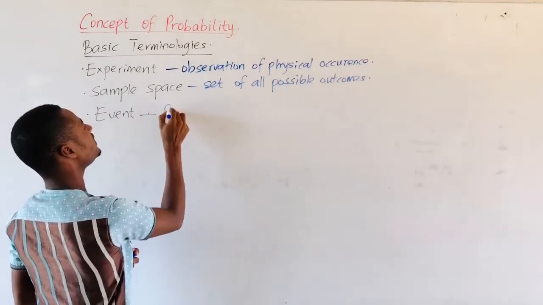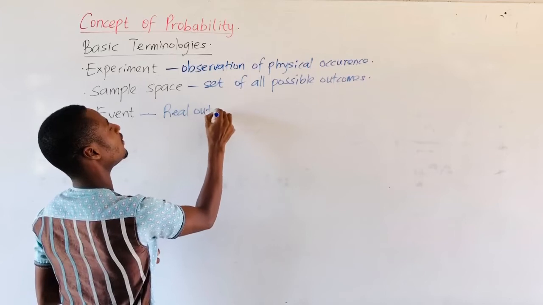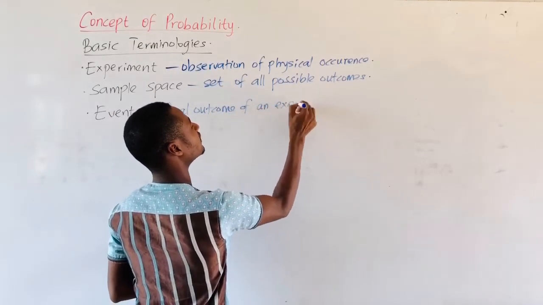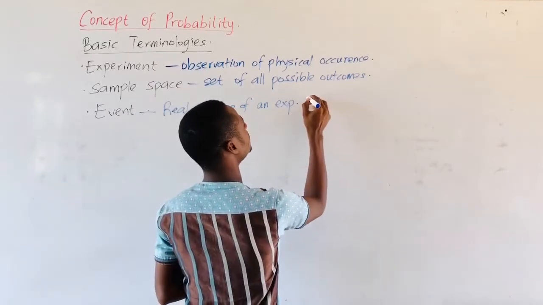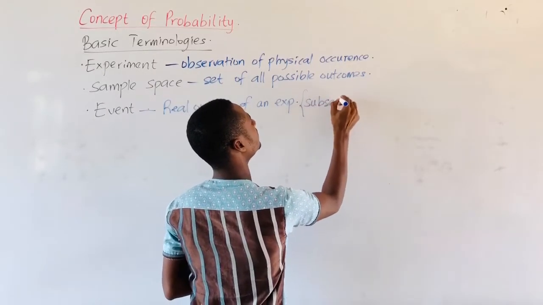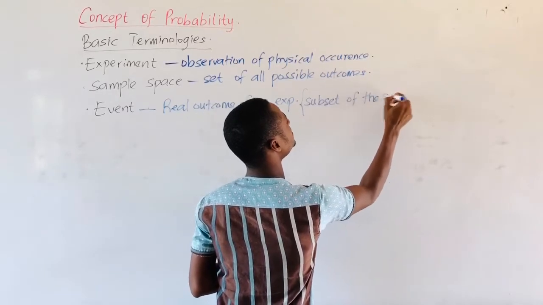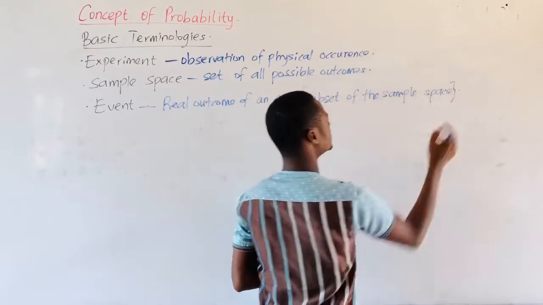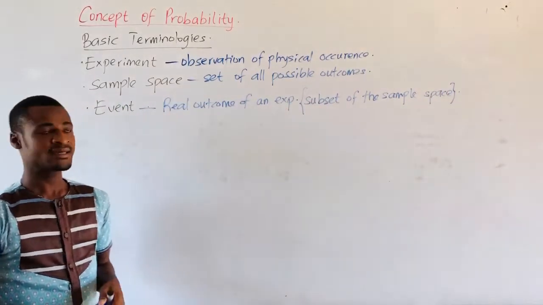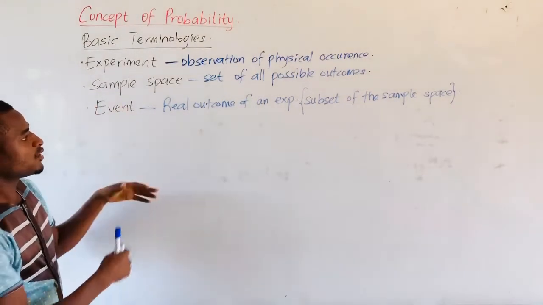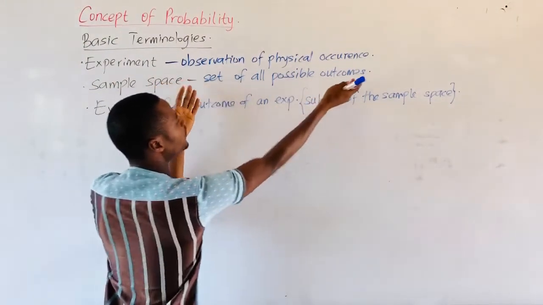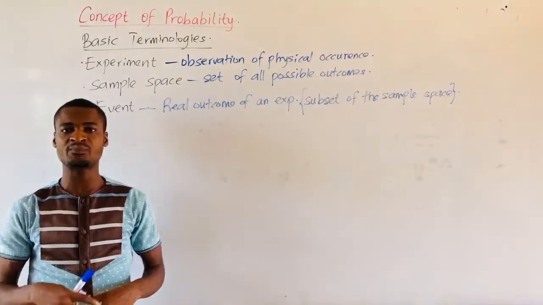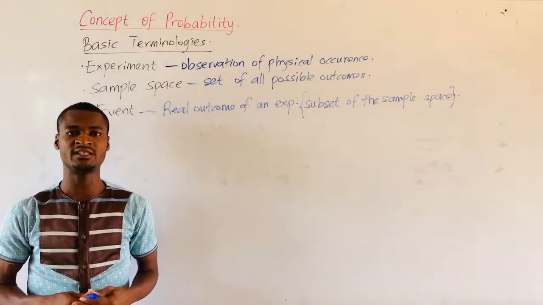Then the real outcome of an experiment, which is also a subset of the sample space, is what we call an event. The exact outcome of an experiment, which forms part of the set of all possible outcomes, is what we call an event. So we will take some practical examples under probability.